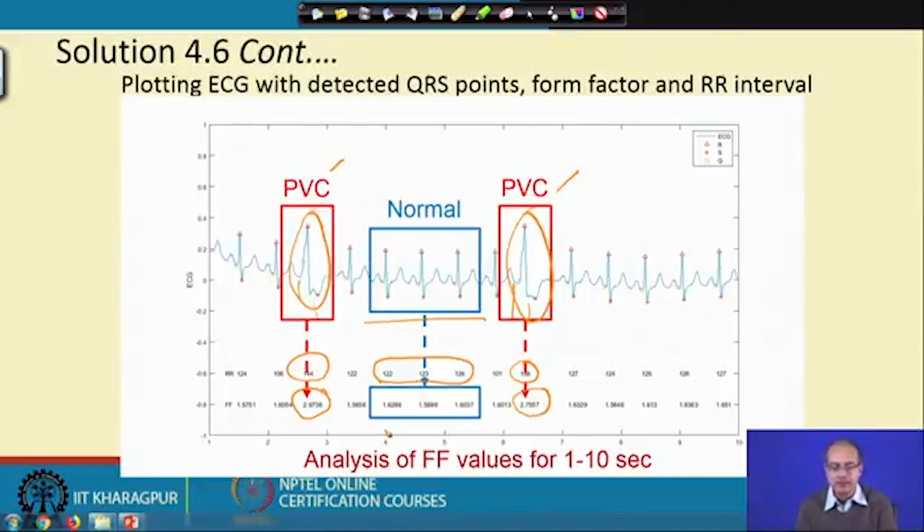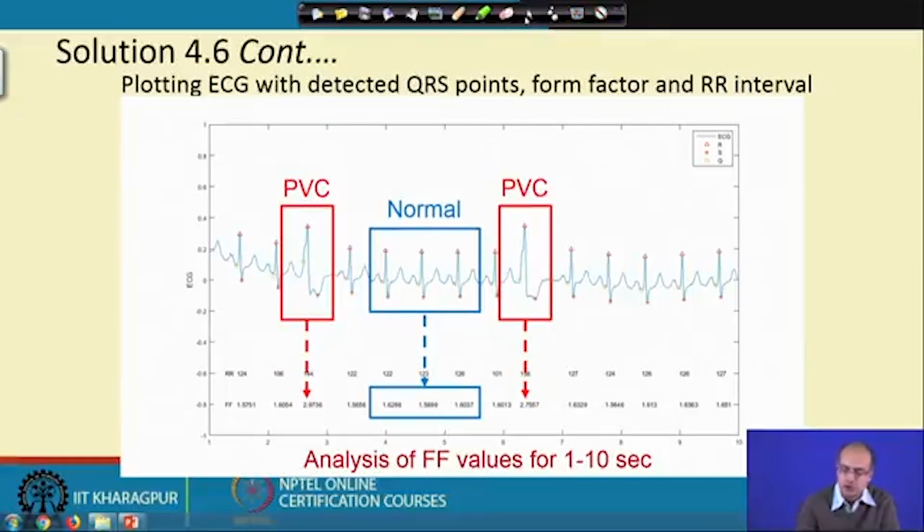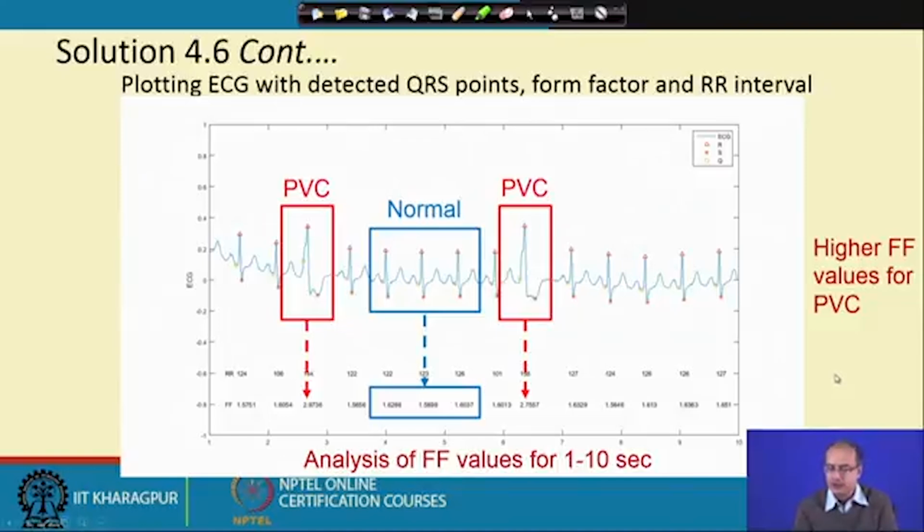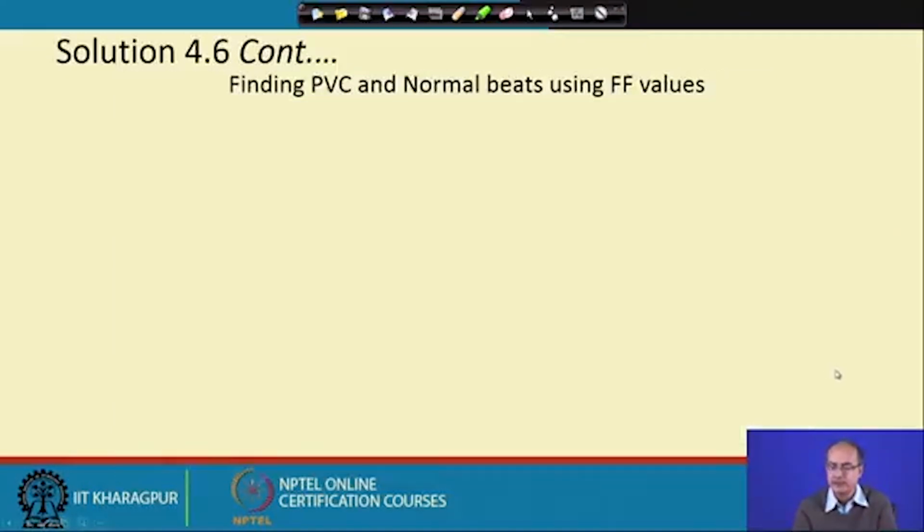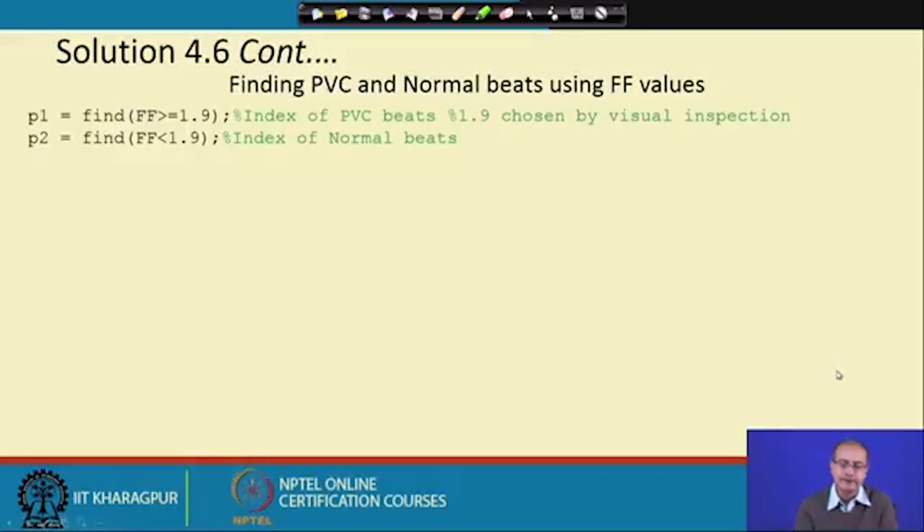Okay. So, that gives us some idea of how to separate them out. We get the range of the FF values, which can help us discriminate the normal cycles and the PVC cycles. Armed with that knowledge, we proceed. What we note first is a higher FF value for PVC. From the observation, we take a threshold at 1.9. Above that value, if we have FF, then this should be a PVC beat. Below that value, it should be a normal beat.